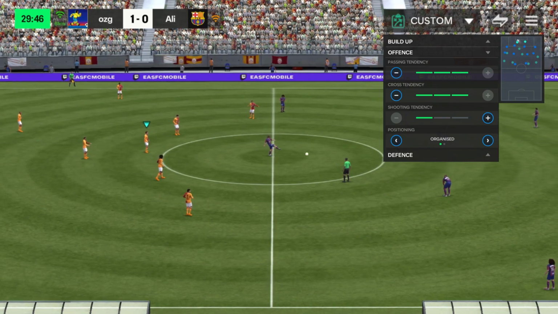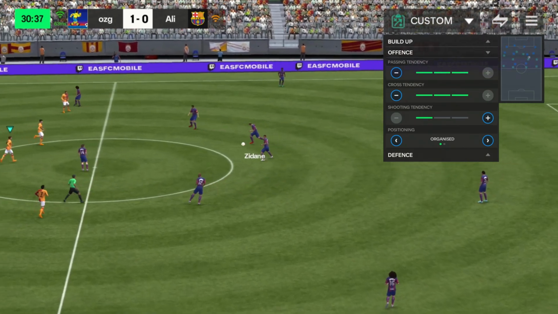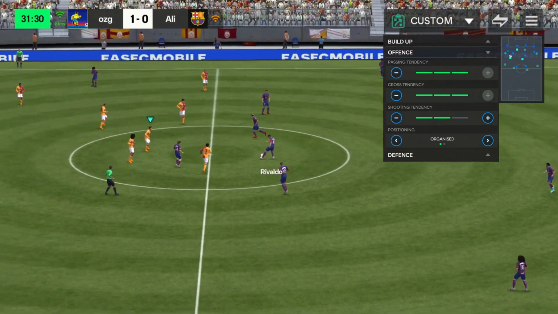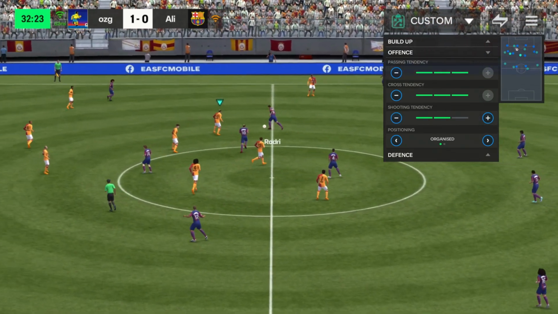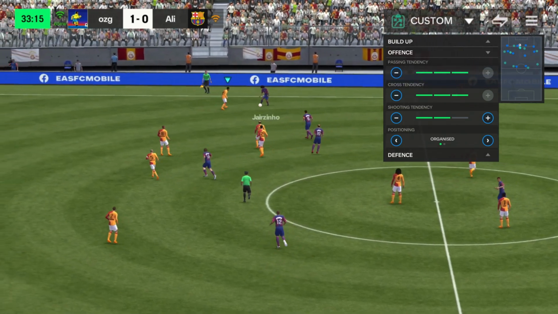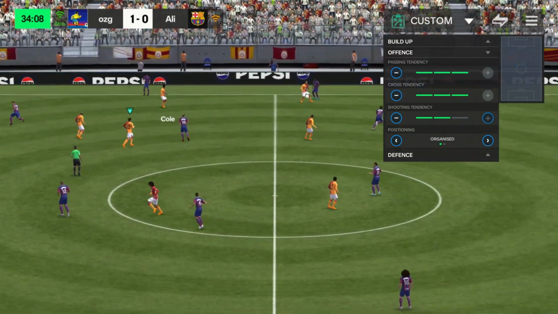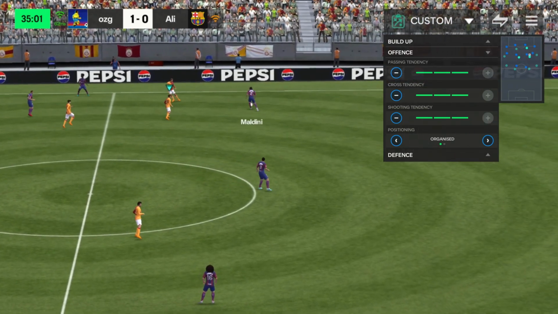Choosing a higher shooting rate means your players will attempt to shoot more often, even from distance. Lower shooting rate means your players will be more conservative with their shots and will not shoot until they are closer to the net. Positioning.